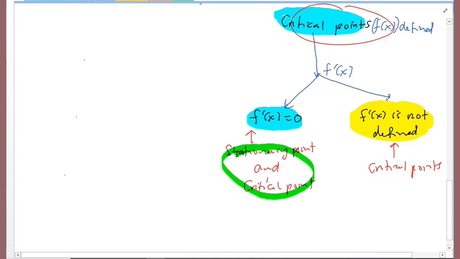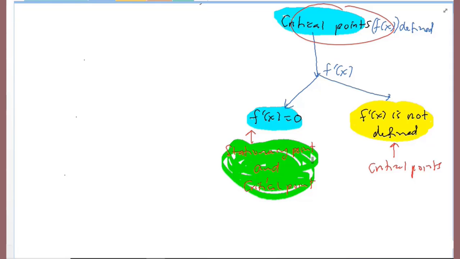Normally this one is a stationary point and also a critical point. You still need to know this because all of this stays in your syllabus. Whatever it is, for this part you have to differentiate and set it equal to 0. That's all for this part, for the extremum problem.